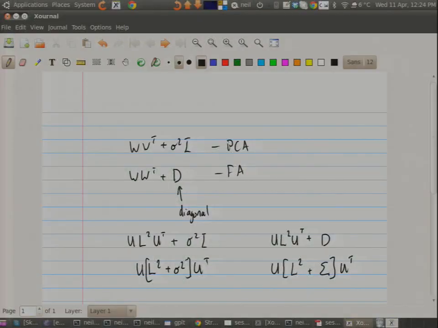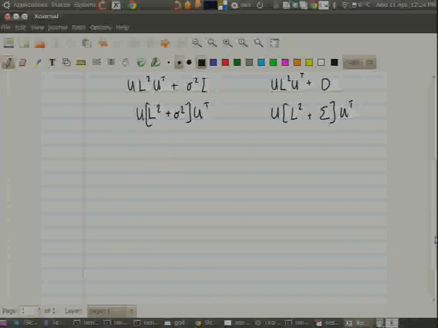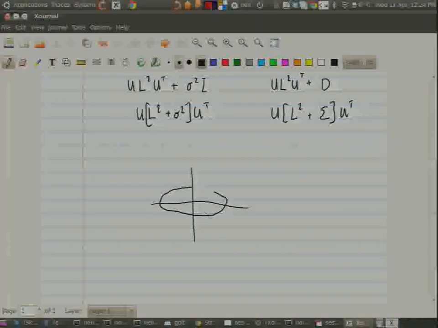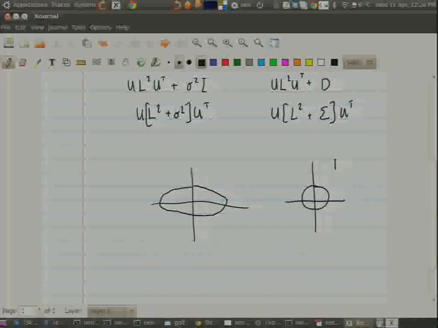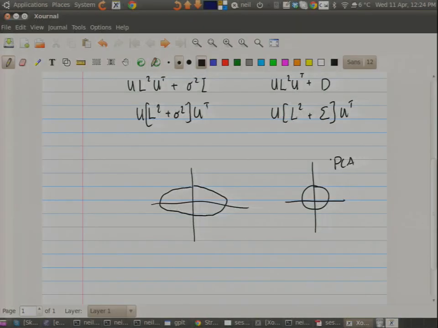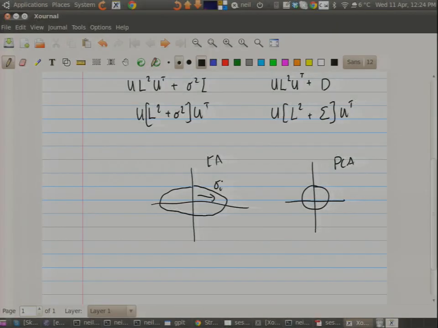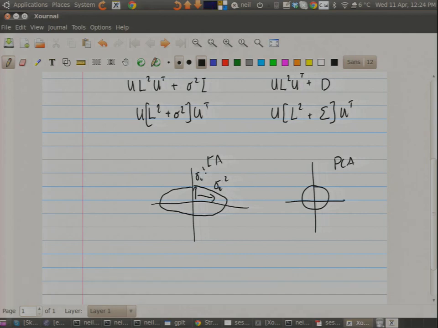Okay, another way of, what does this mean physically? What are eigenvalues? Eigenvalues are simply the axis aligned. So the Gaussian noise of the factor analysis is axis aligned. And the Gaussian noise for PCA is spherical like that. So this is factor analysis. And here you've got sigma 1 squared, and you've got sigma 2 squared. Yeah, different in different dimensions.